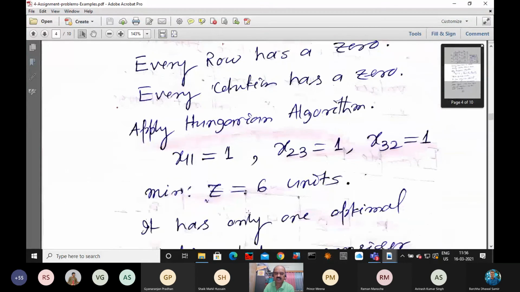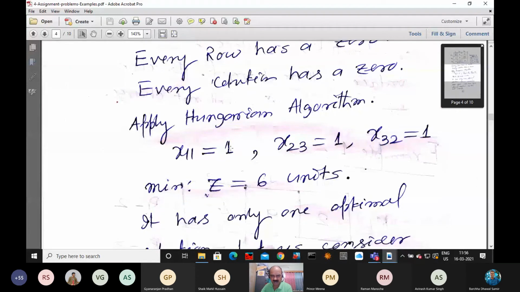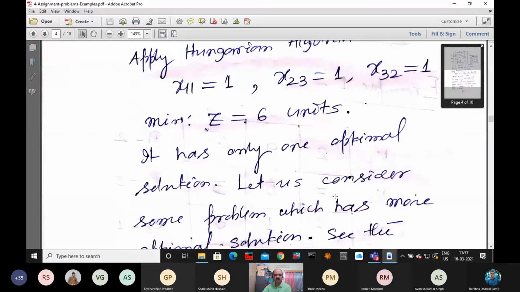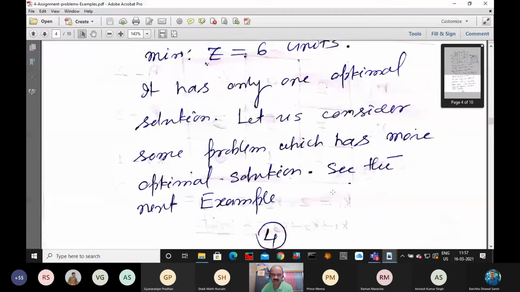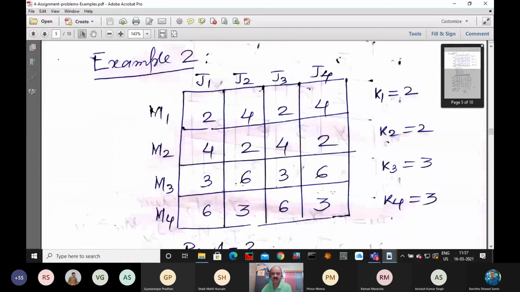So we have to write the solution in this manner: x11 equal to 1, x23 equal to 1, x32 equal to 1. These are the non-zero variables, and rest all are 0. So the z equal to 6 units. So minimum z equal to 6 units. It has only one optimal solution. So now we'll have some problem which has more optimal solutions. Okay, now see.